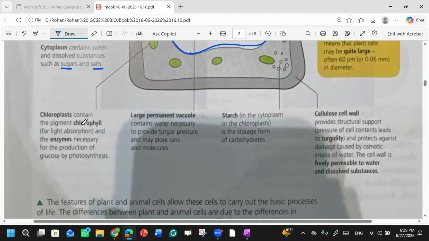Then we have chloroplast. The chloroplast contains the pigment chlorophyll. You know about this. What is the chloroplast? What is its function? Chlorophyll takes light and gives energy. From the sunlight, it gives the energy.